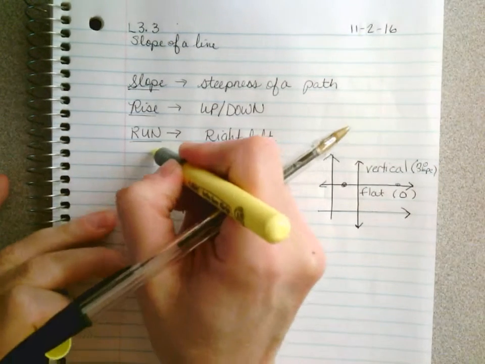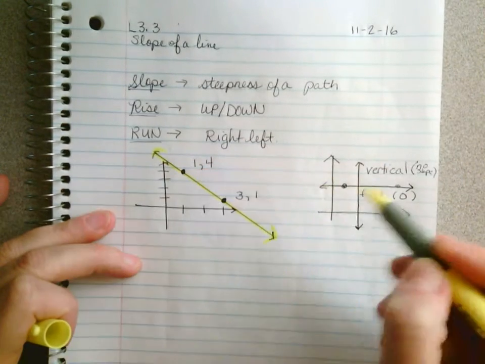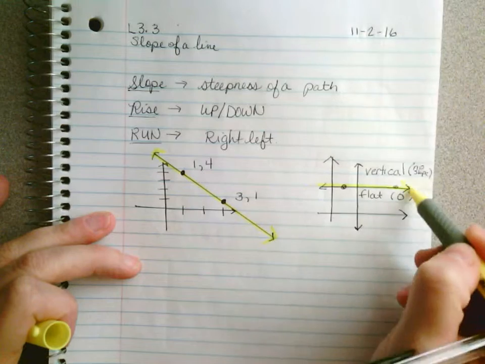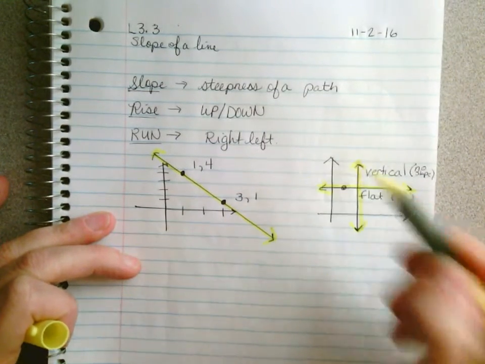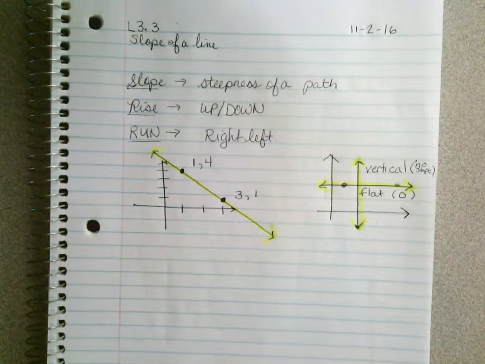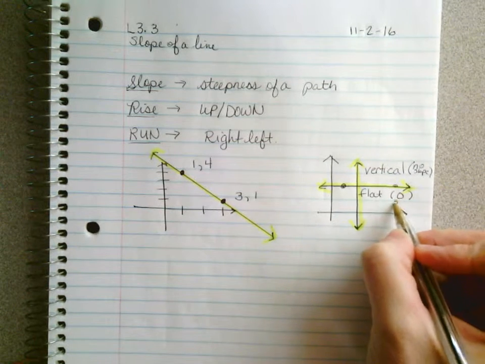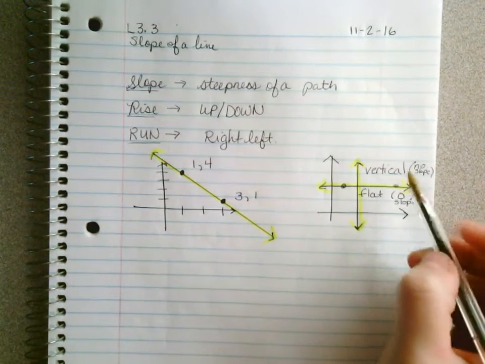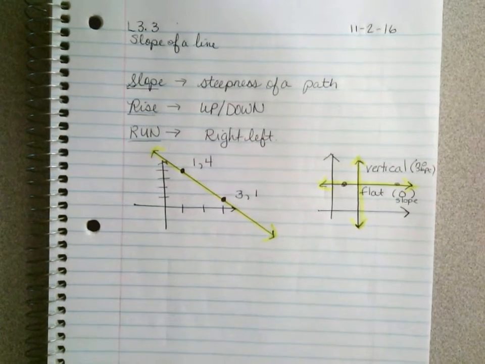So you're going to have uphill or downhill slopes like this. You're going to have flat lines like that. And you're going to have vertical lines like that. Okay? Flat lines have what is called 0 slope, whereas vertical lines have none or no slope. Okay?